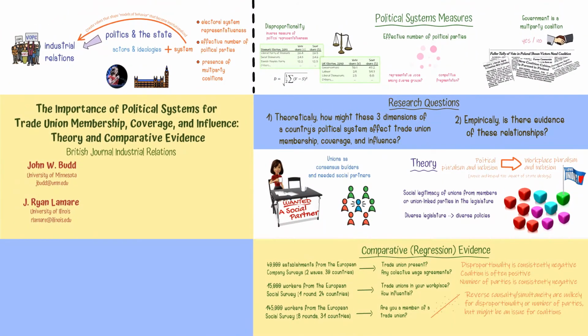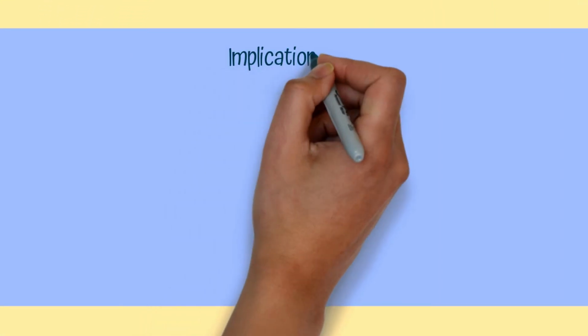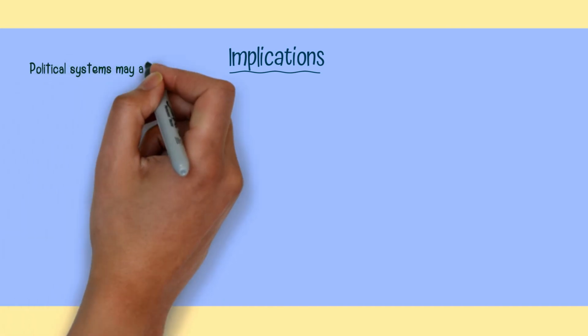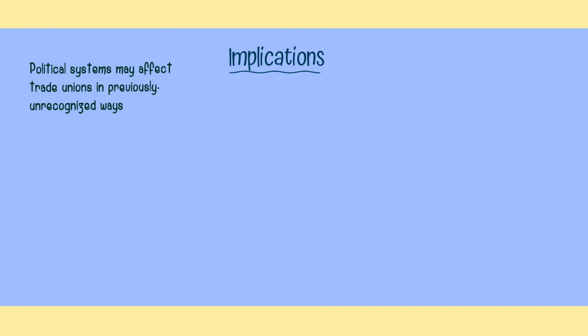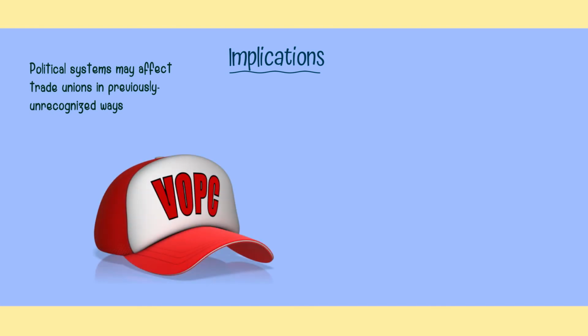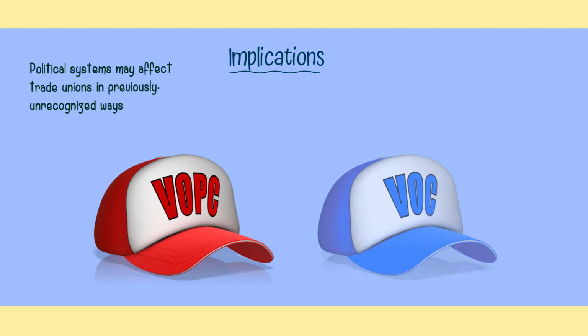While there is more to be done, we believe that we have uncovered an overlooked area with important implications for comparative industrial relations and collective voice. First, the results suggest that political systems affect union membership, coverage, and influence in ways missing from the literature or treated purely as a control. Political systems should be added to the factors that are seen as helping explain comparative industrial relations patterns.